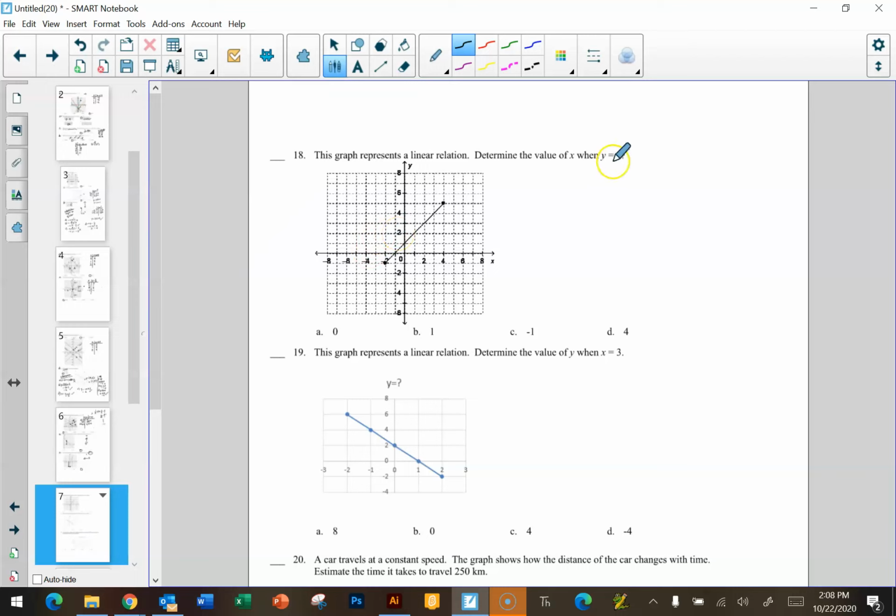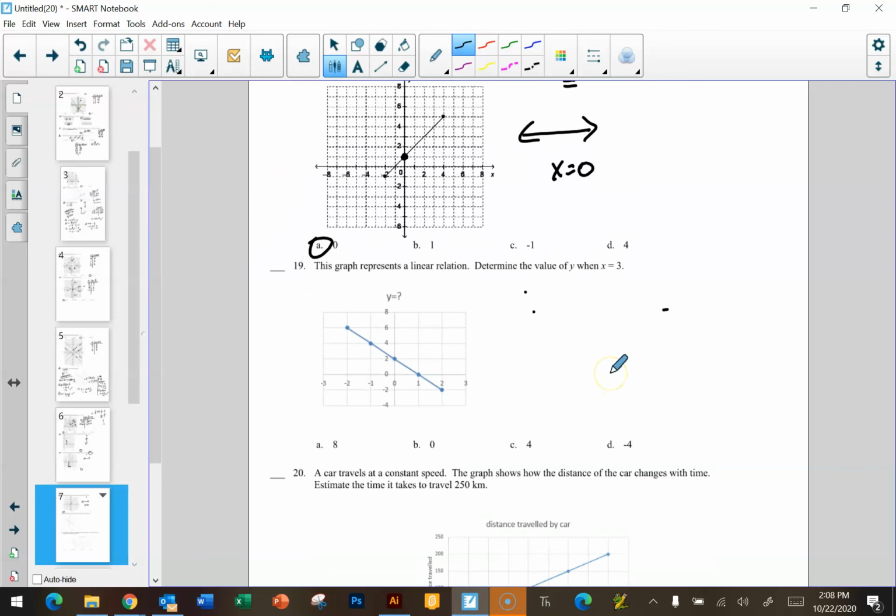Another easy one. Okay, so we're trying to find the value of x, so we know we can only go this way. Y equals 1. So where's y equals 1? It's right there. Okay, and it is right on the line. So if y equals 1 is right on the line, that must mean x equals 0, because it's already there. I don't have to track it to the line. So that's A. That one's easy.